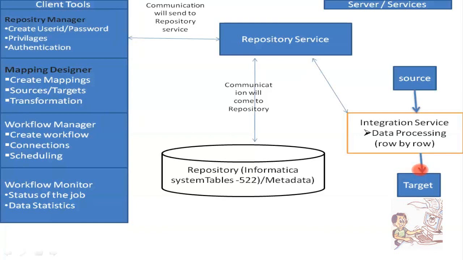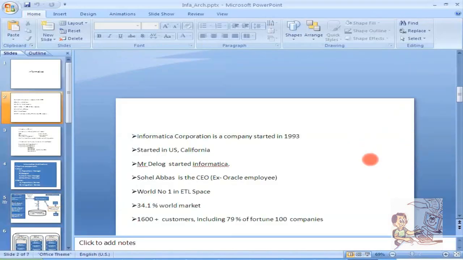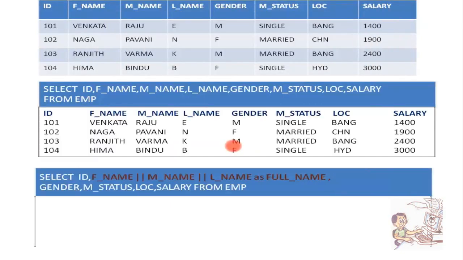Clear? So it extracts all the data, fetches the data from the database without doing any transformations, and then it does the transformation in the integration service. Yes, exactly. That's the reason I showed you this PPT, right? When you are executing your job, let me clear it again.